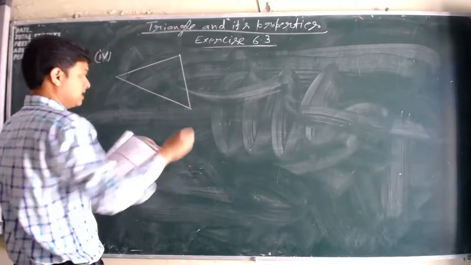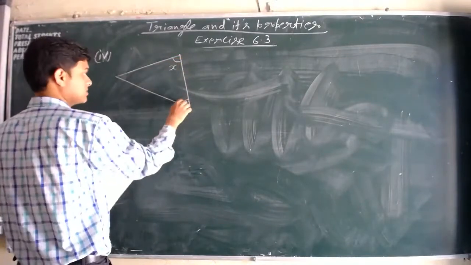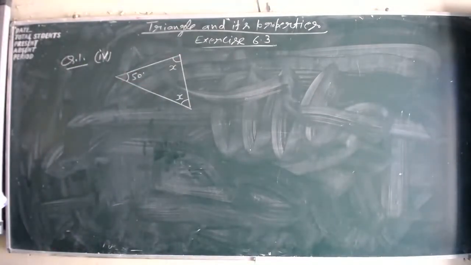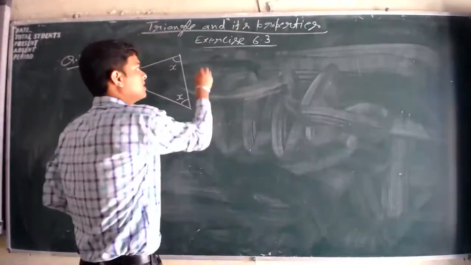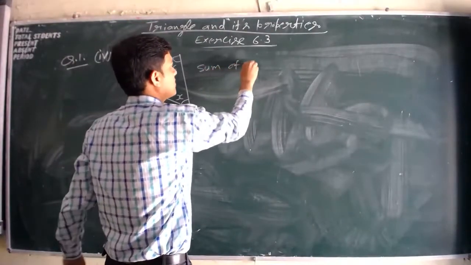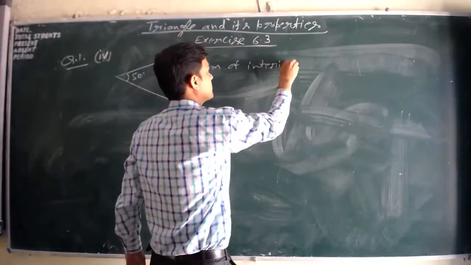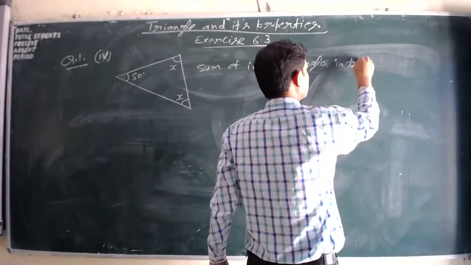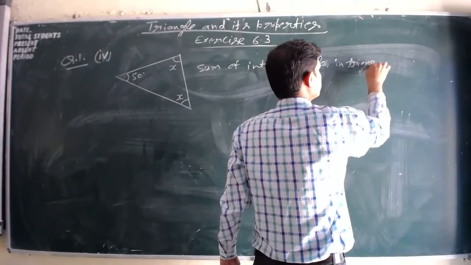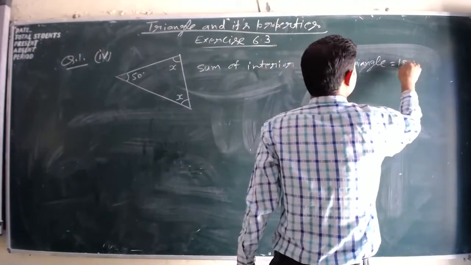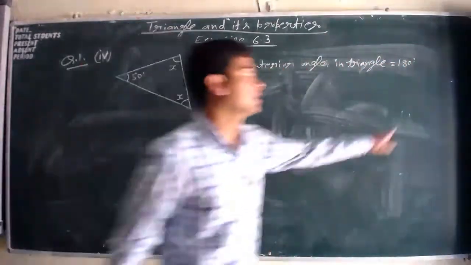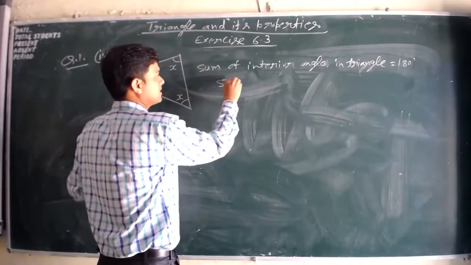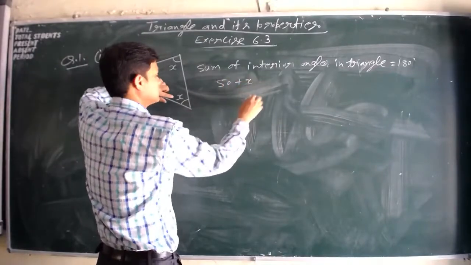Okay, here this angle is equal to x, this angle is equal to x, and this angle is equal to 50 degrees. Now we know the property that the sum of interior angles in a triangle is equal to 180 degrees. Yes, 180 degrees. Next, the sum of three angles: 50 plus x plus x.